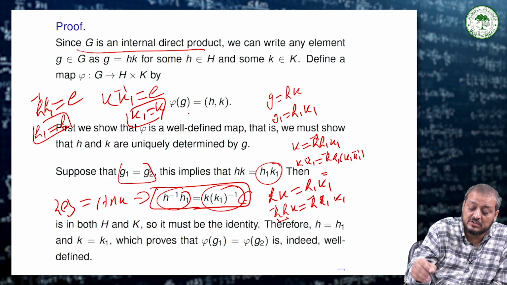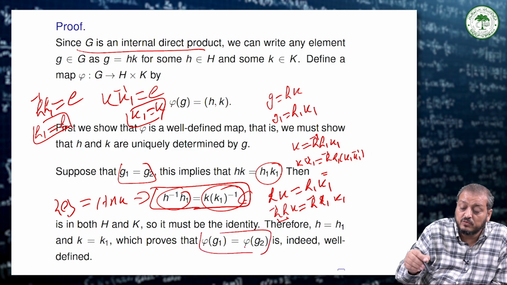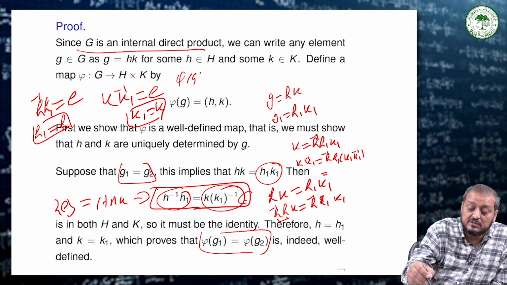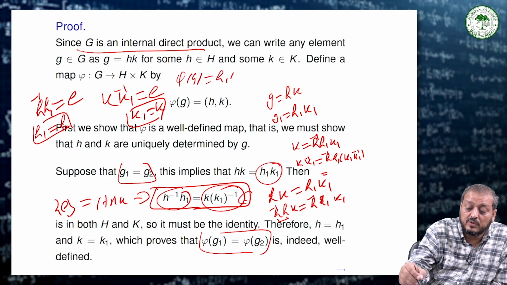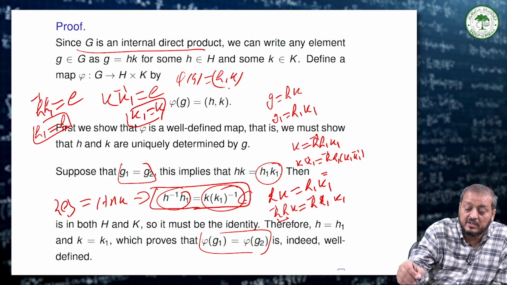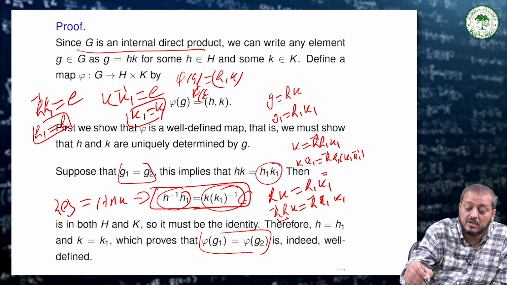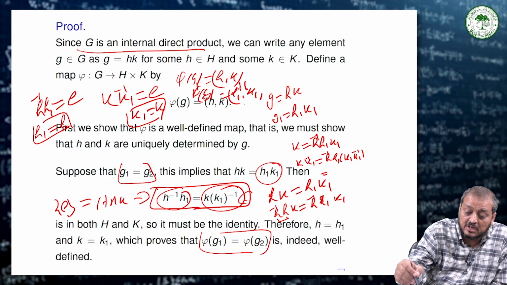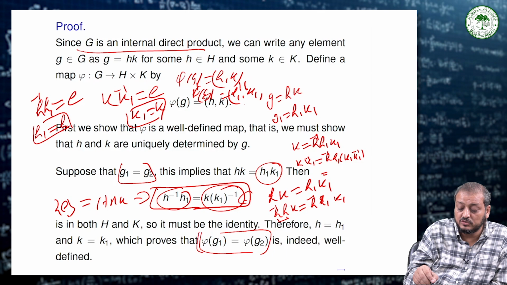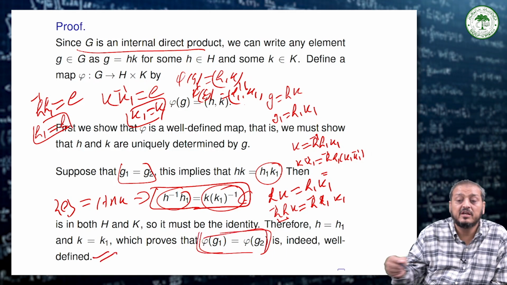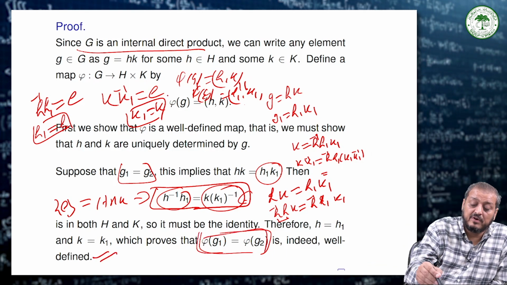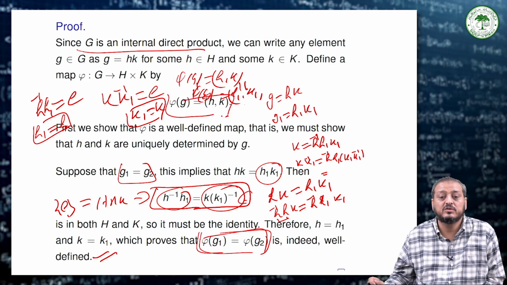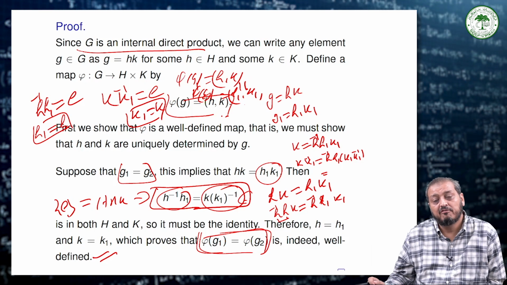So this means phi of G1 is equal to phi of G2, because the elements of phi of G1 are H1 and K1, and phi of G2 is nothing but H2 and K2. So same is equal to same. This means G1 is equal to G2, and then we can say that clearly this map we have to define is a well defined map. So first we just say that it is clearly a well defined map.